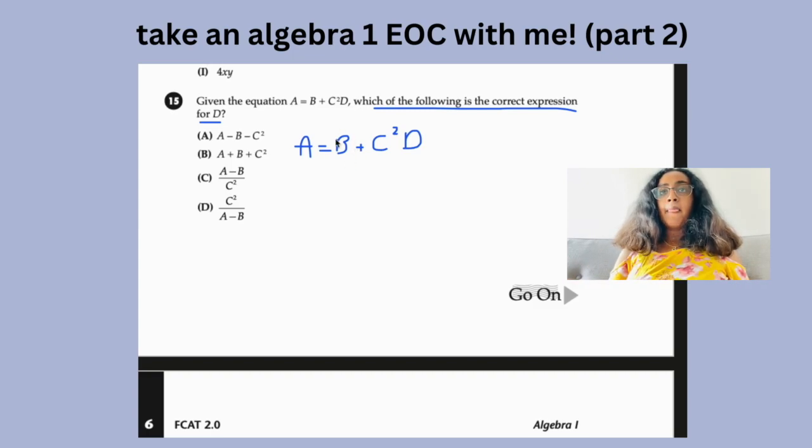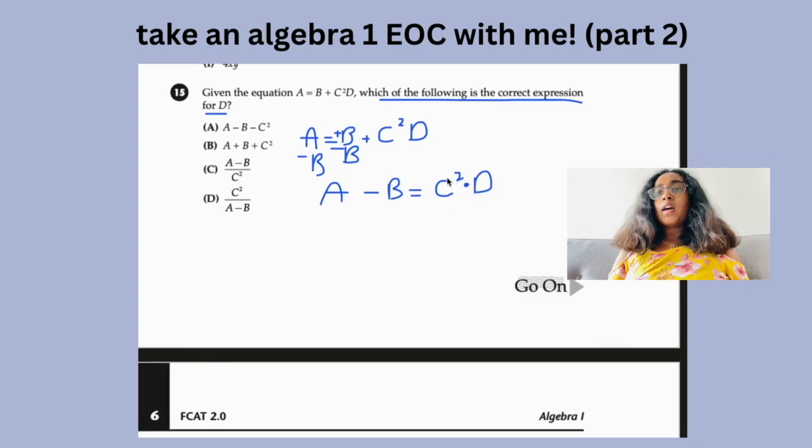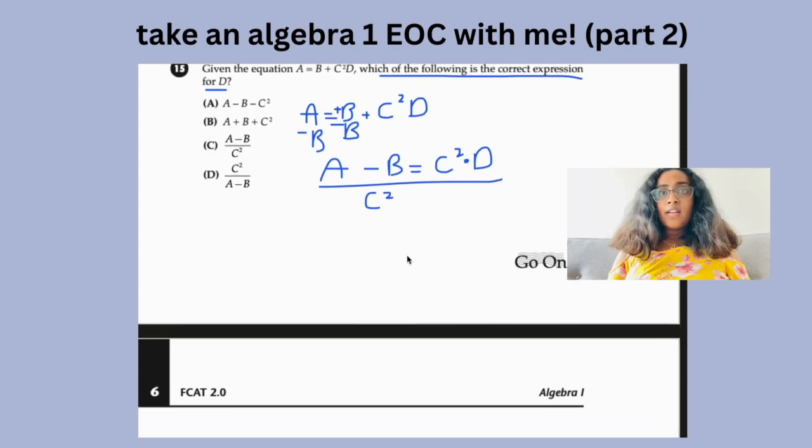So when we look at this, we see addition, and since we do order of operations in reverse, we just have to subtract b from both sides. We have a minus b equals c squared d. Whenever we see c squared d, if we don't see a multiplication symbol but these two things are meshed together, just assume that it's there. So the next thing is multiplication, and if it's multiply, you divide. Let's divide by c squared. So now we get d equals a minus b over c squared. And so we now have that as our answer.